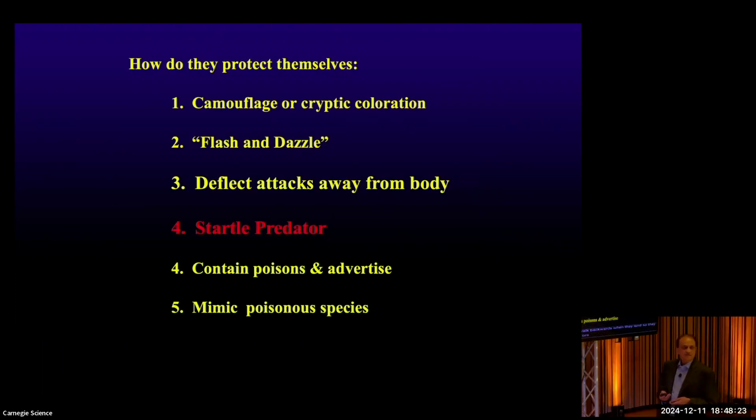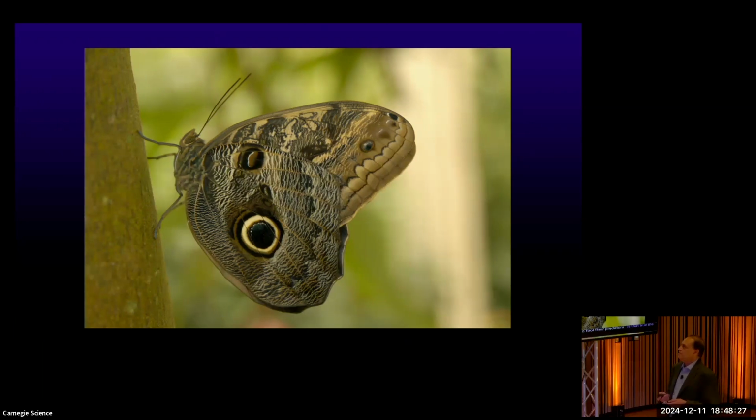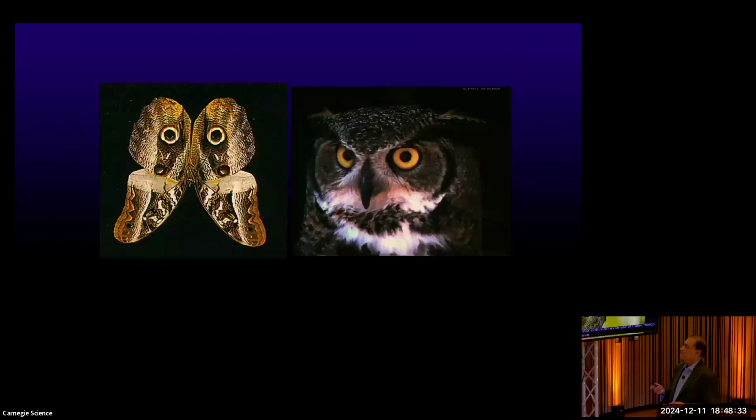Another thing that they can use some of the patterns for is actually to startle predators. So the most common example are these things called owl butterflies. And so they have these giant eye spots. And the idea is what they represent, or they look like to a predator, are the eyes of a much larger animal. So you can imagine if you're a little bird and you come across these big eyes looking at you, that you're going to be startled. And so this gives the butterfly a chance to get away.